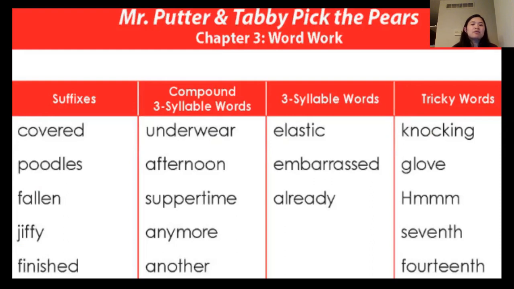Okay. Compound 3-syllable words. Underwear, you say it. Good job. Afternoon, you say it. Good job. Supper time, you say it. Excellent. Anymore, you say it. Good job. Another, you say it. Good job. Notice how it is also 3-syllable words and compound words.